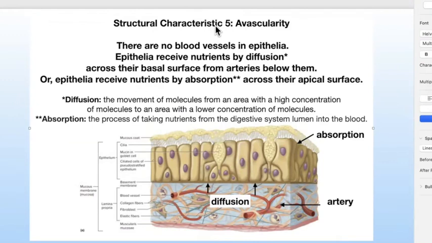Now, you may have forgotten what exactly the word diffusion means or what exactly the word absorption means, so I've defined those here. Diffusion is the movement of molecules from an area of high concentration of the molecules to an area with a lower concentration of the molecules. Absorption is the process of taking nutrients from the digestive system lumen into the blood.